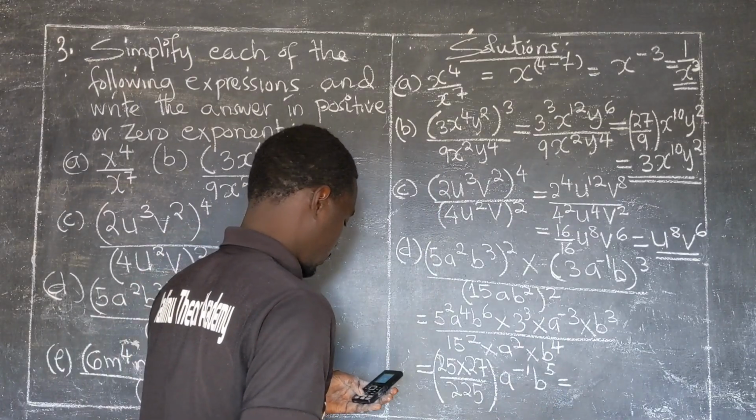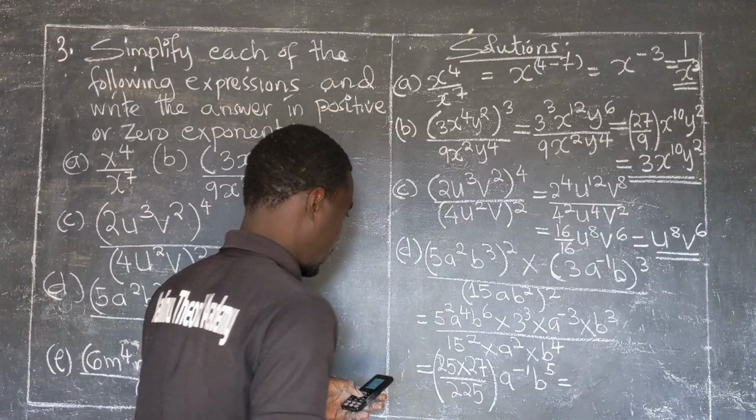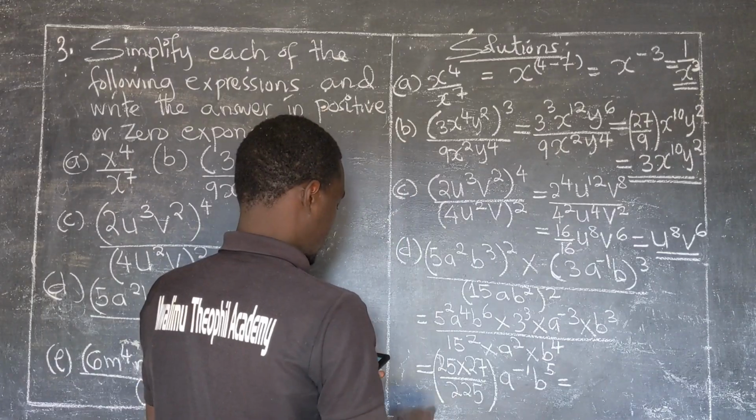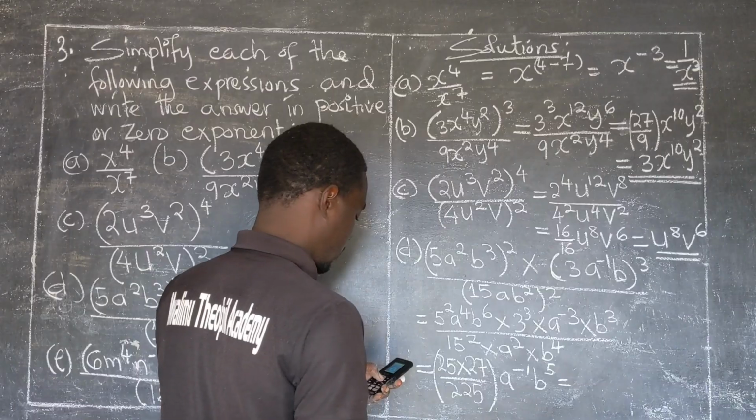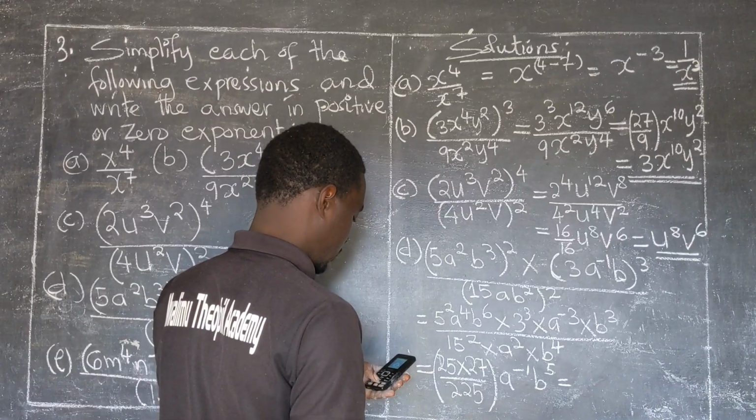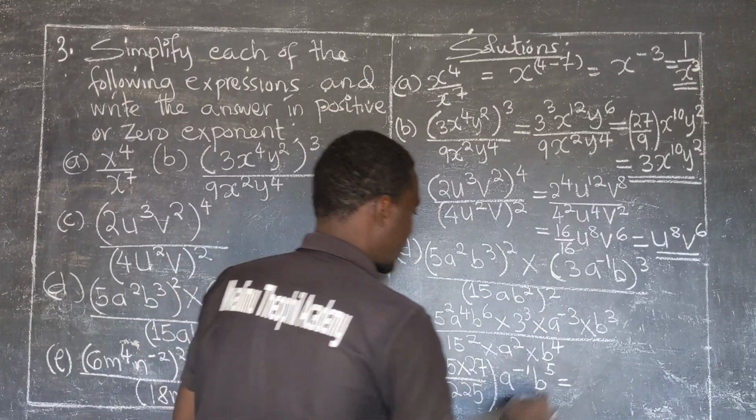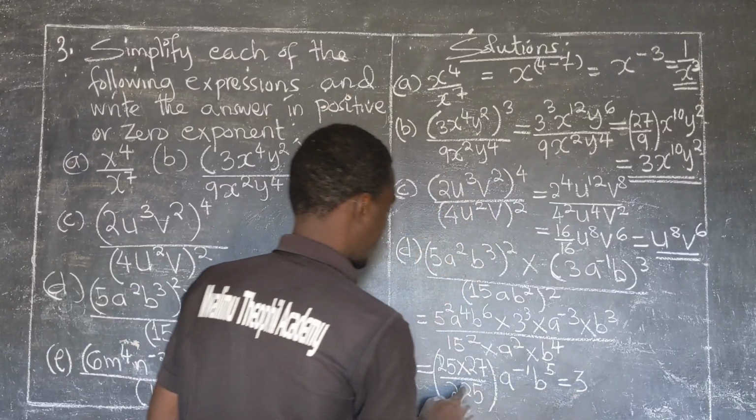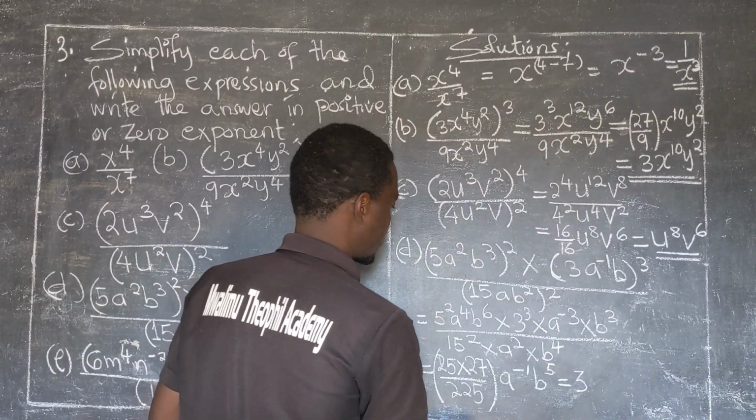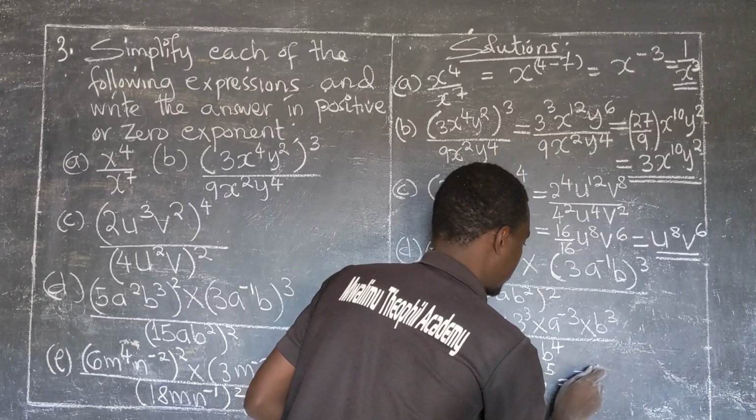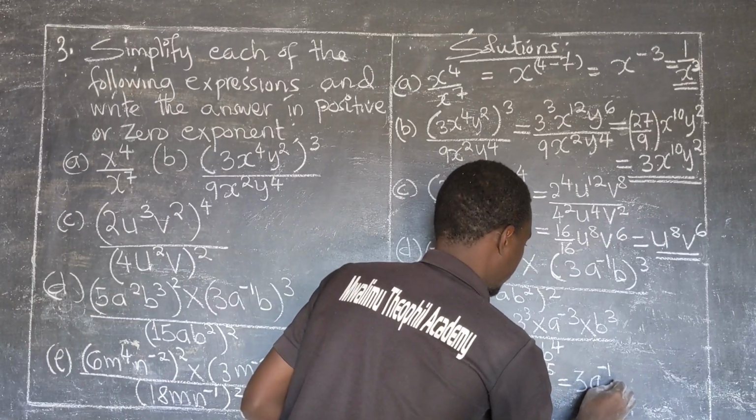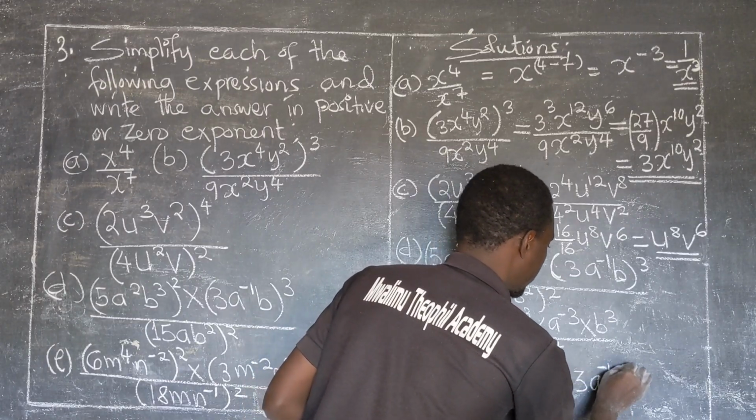25 times 27, we get 675. 675 divided by 225, we get 3. So we get 3 here. When we divide, this times a raised to negative 1 times b raised to 5.